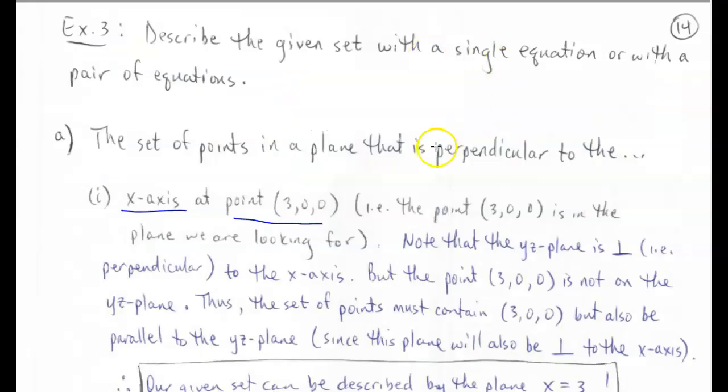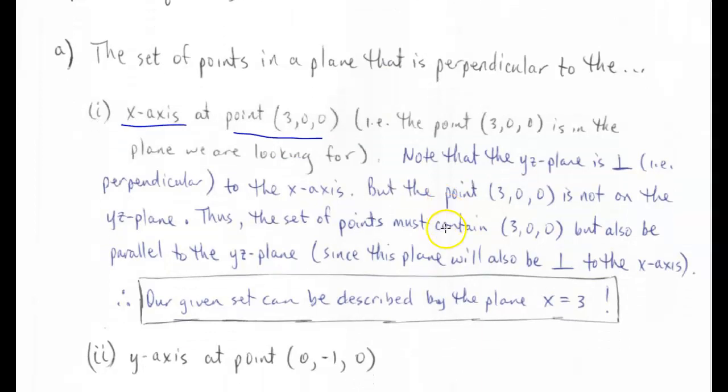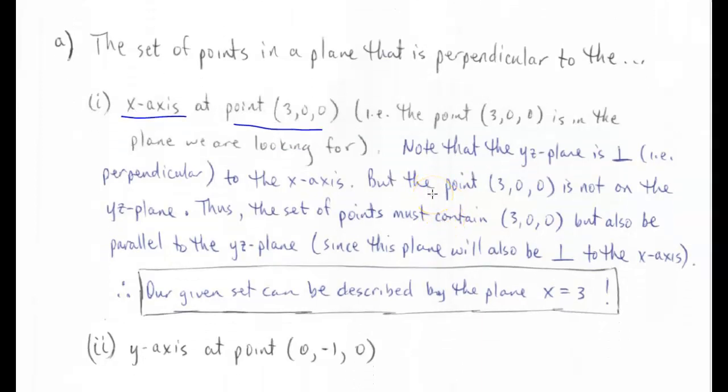So this is why I have a lot of writing here, but basically it's what I'm trying to describe. Since I want a plane that is going to be perpendicular to the x-axis here, I know the YZ plane and all planes that are parallel to that are going to be perpendicular to the x-axis. And so I just have to find the one that's going to have the correct point on it. And I just look at the x coordinate for that.